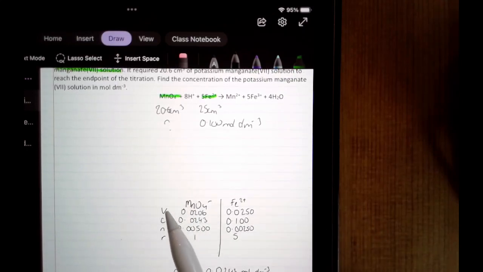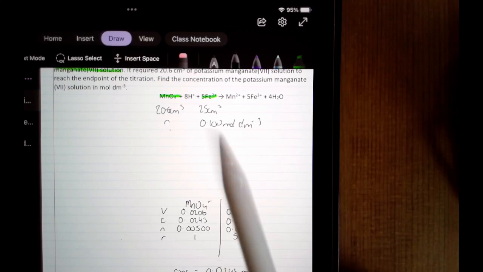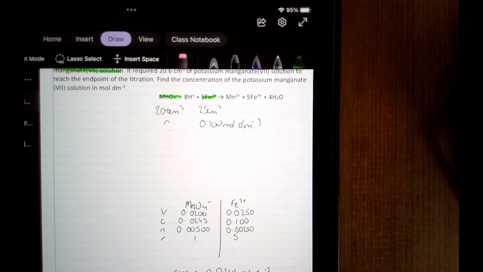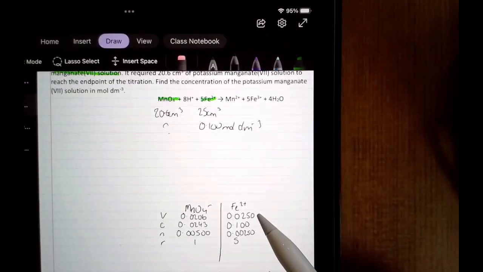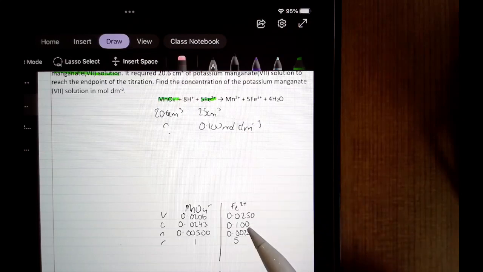I'm drawing up my little table. I'm converting my volumes from cm cubed to dm cubed before I insert them into my table. So I'm dividing by 1,000. That concentration goes straight into my table. To work out moles, it's volume times concentration, so I get this value here.